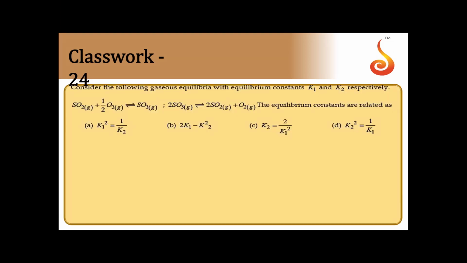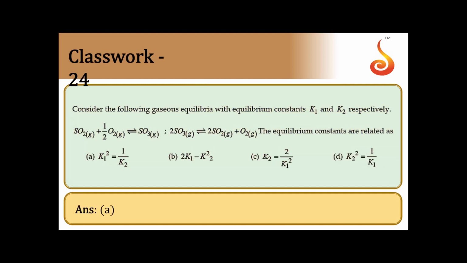So therefore the value of K2 should be equal to the inverse of the first one as well as the square of that. Therefore K2 is equal to 1 by K1 square. Or else we can say K1 square is equal to 1 by K2. So K1 square equals 1 by K2, option A. So A is the answer.